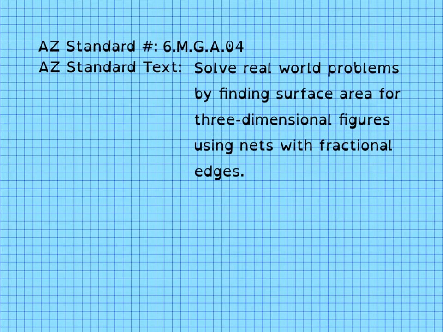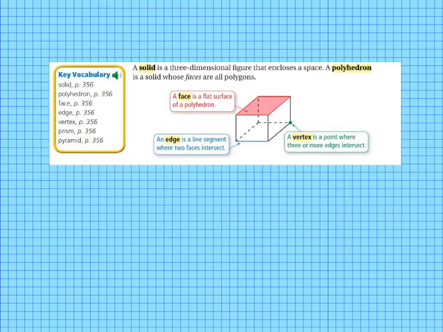The standard we'll be working on today is solve real-world problems by finding surface area for three-dimensional figures using nets with fractional edges. We're going to start by looking at some vocabulary. This should be in your words worth knowing section. If it's not, you need to be sure it gets there.